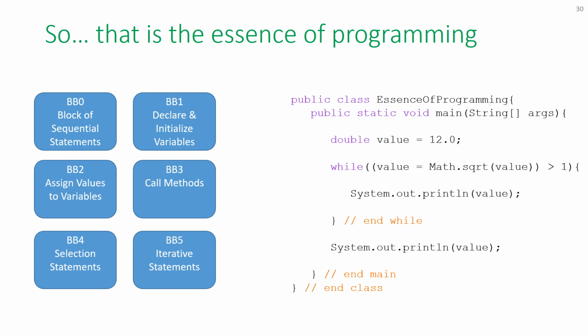And then I compare that result to 1. I'm going to keep doing the square root of the square root of the square root of the square root of whatever is inside the variable value, which at the beginning is 12, okay? And I'm going to keep doing that while the value that I get is greater than 1. As soon as I get below 1, then I'm going to exit, display the result.